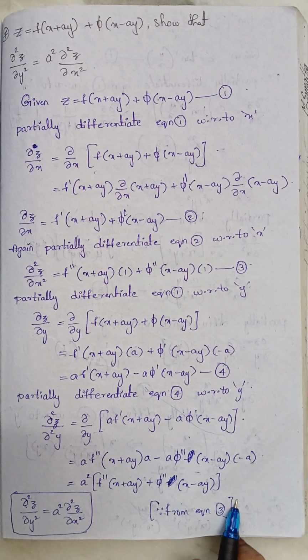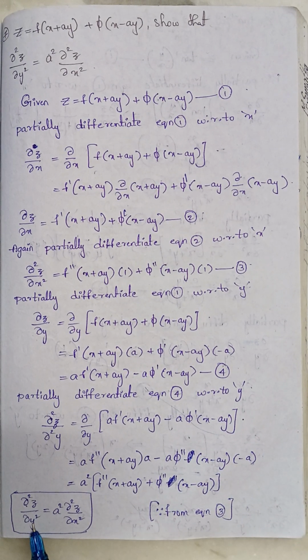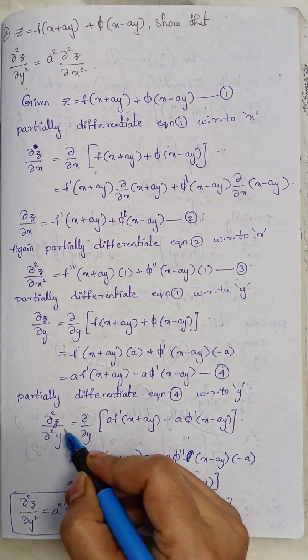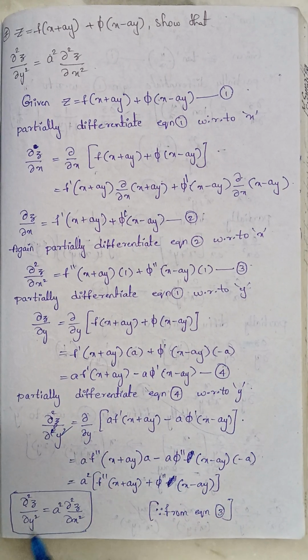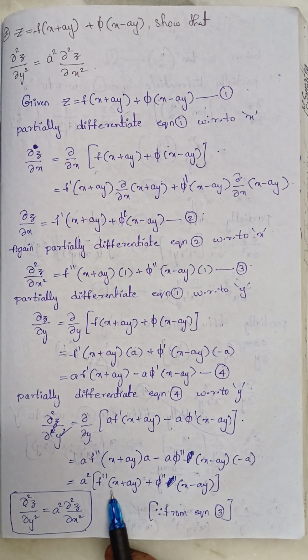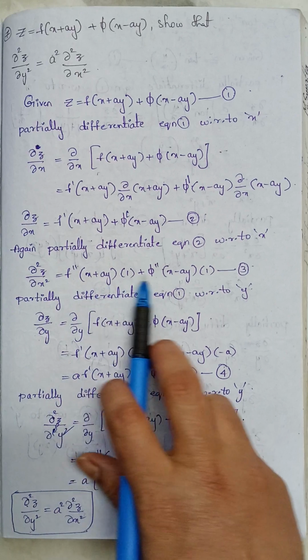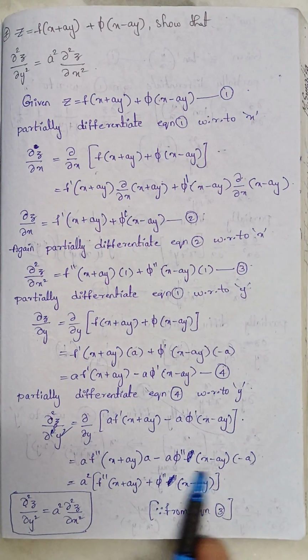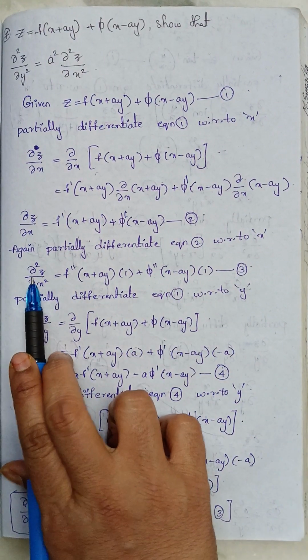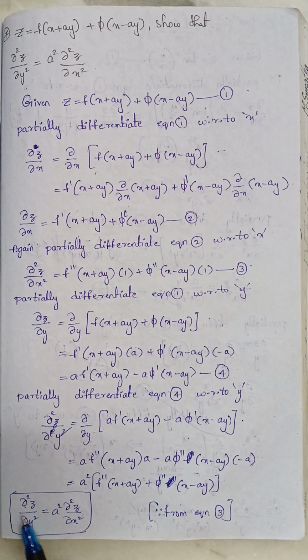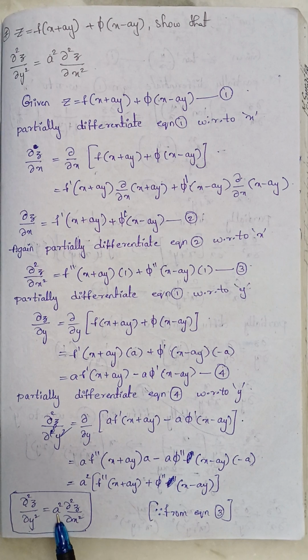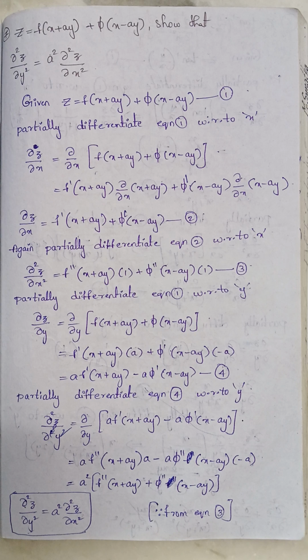Now dou square z by dou y square equal to a square into this value, which is nothing but dou square z by dou x square. So substitute instead of this value. So here we prove dou square z by dou y square equal to a square into dou square z by dou x square.